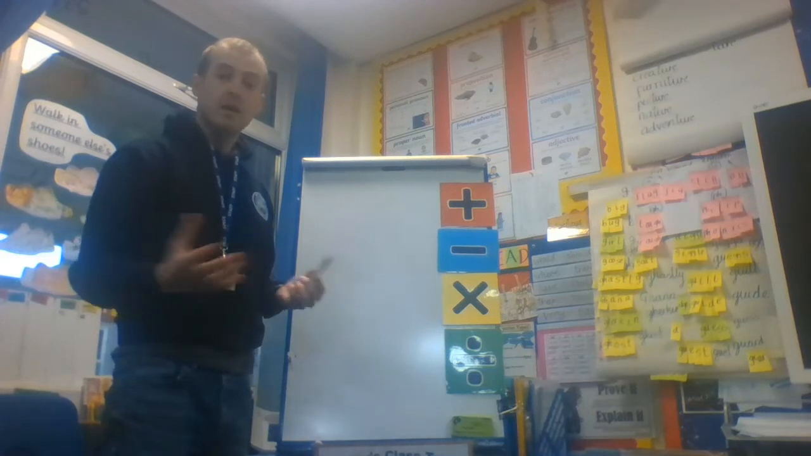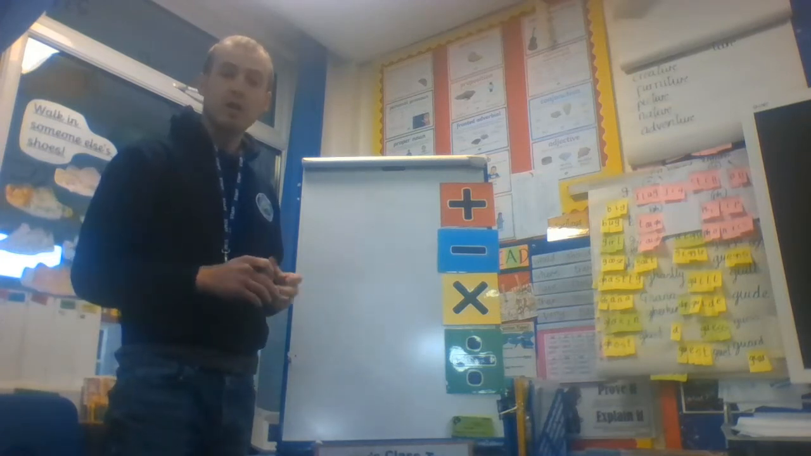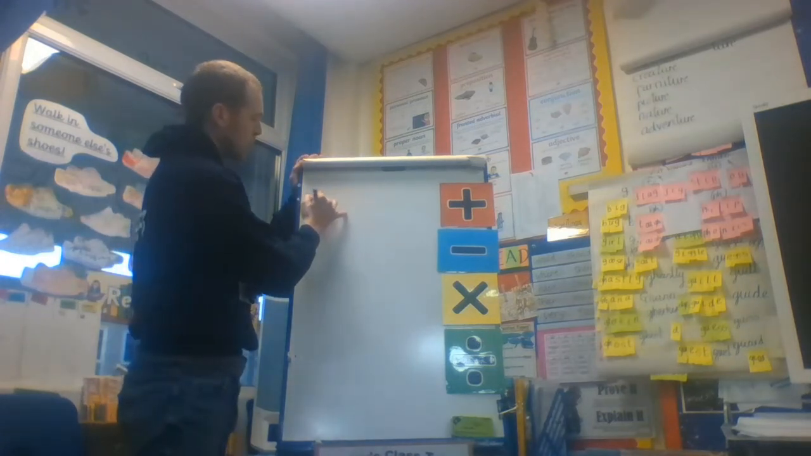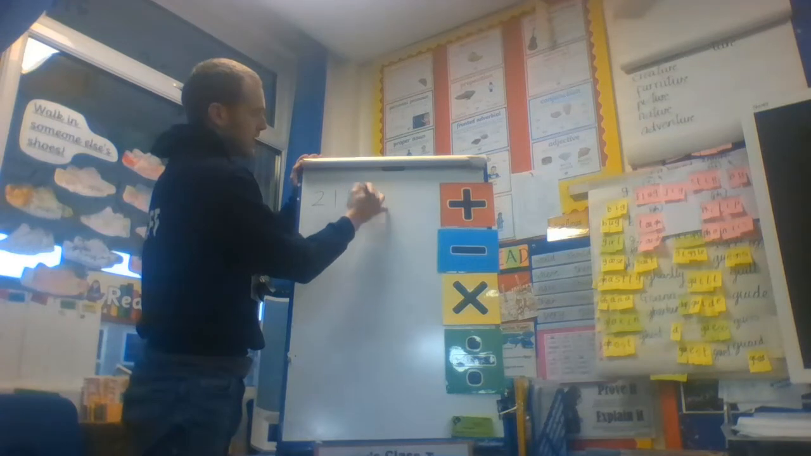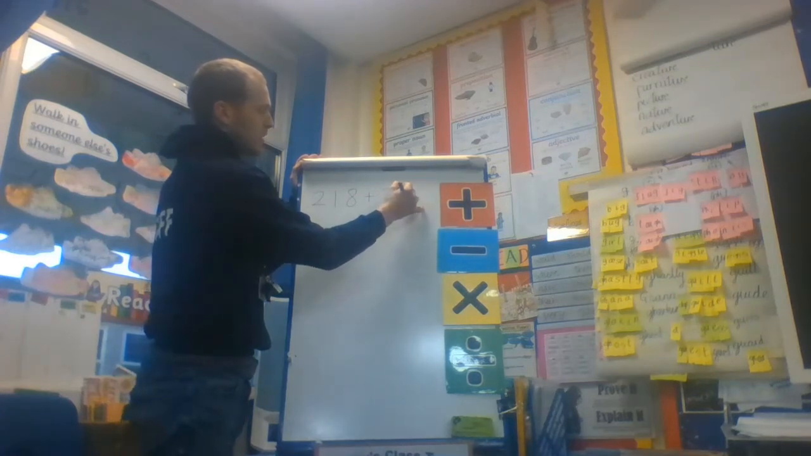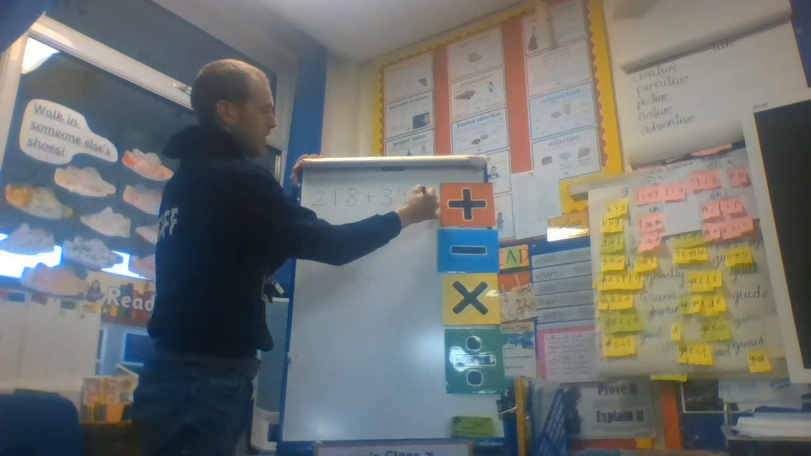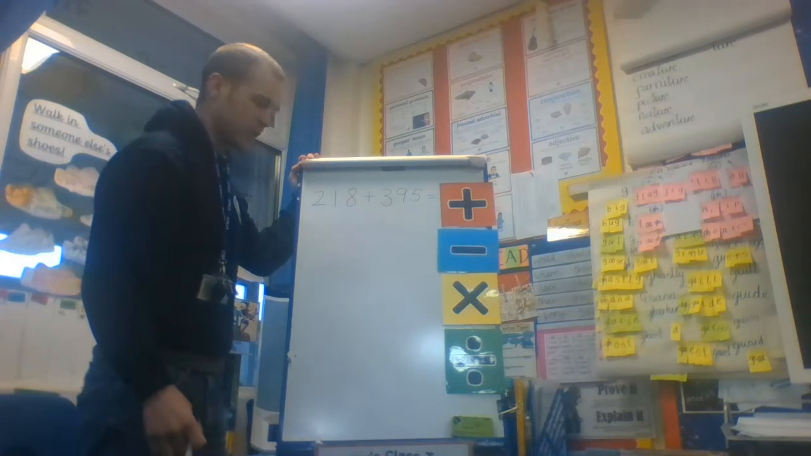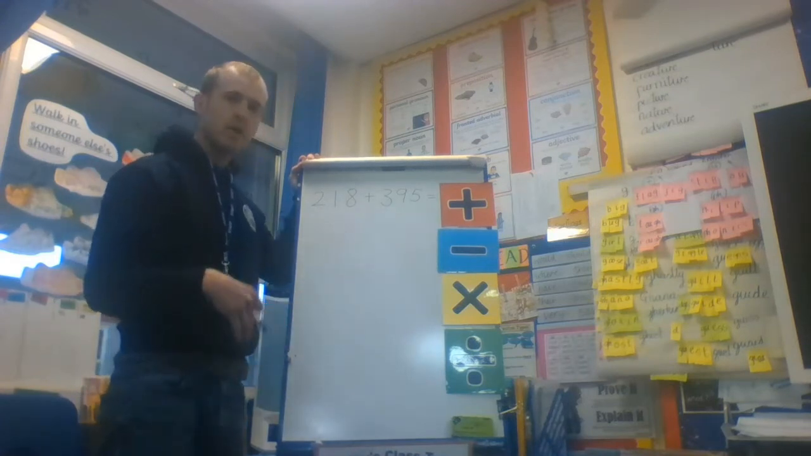So today we're going to be looking at doing a little bit of column addition. So without further ado, my question is 218 add 395 equals. Okay, now when we look at this question, we need to set it out in our columns.